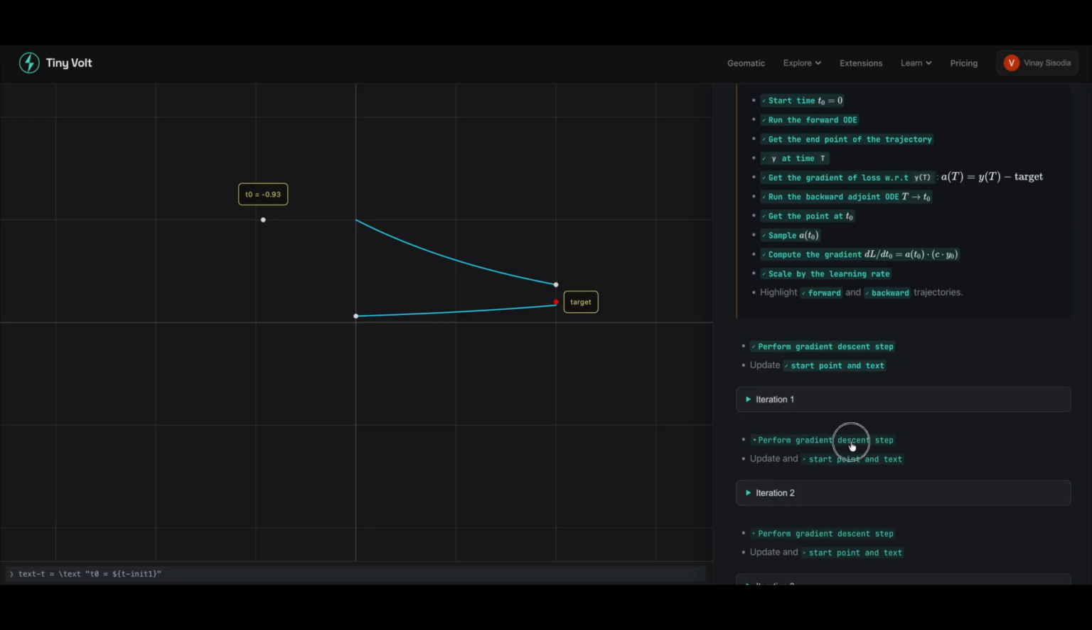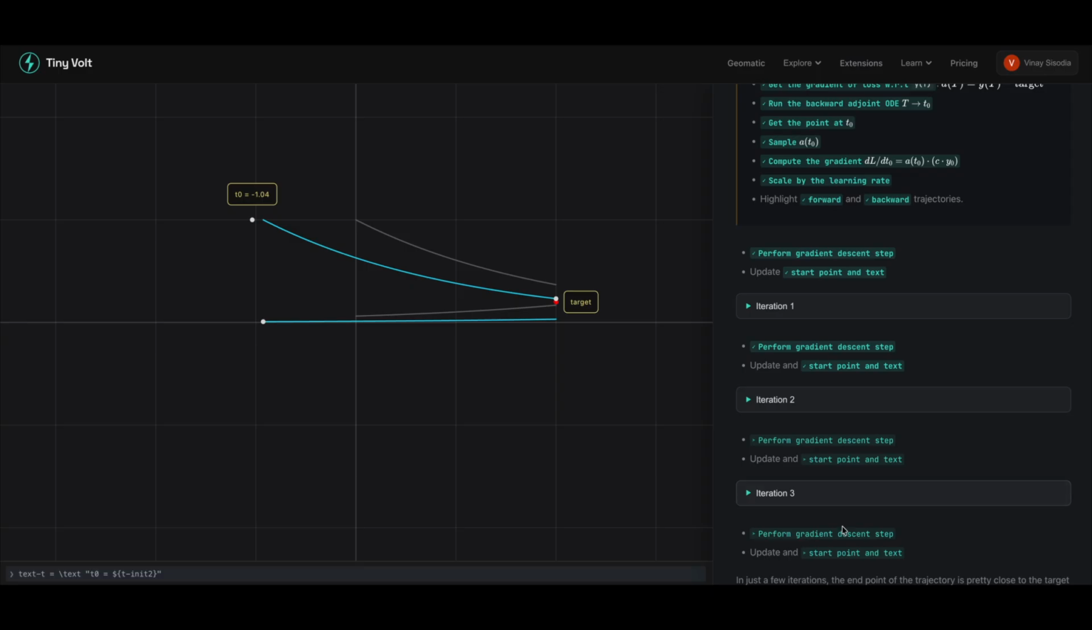So let's perform the second iteration. This is the forward trajectory, this is the backward trajectory, and as you can see here, in just one iteration with a very high learning rate, we end up very close to the target point. We update the start point again and just perform a few more iterations.